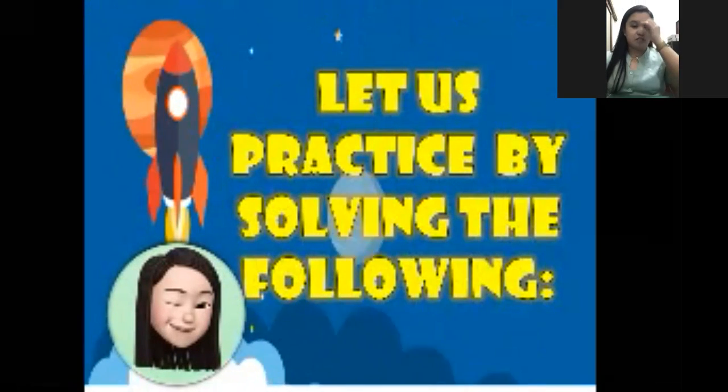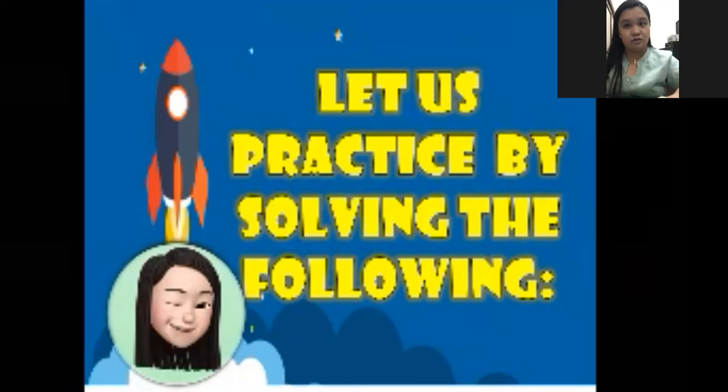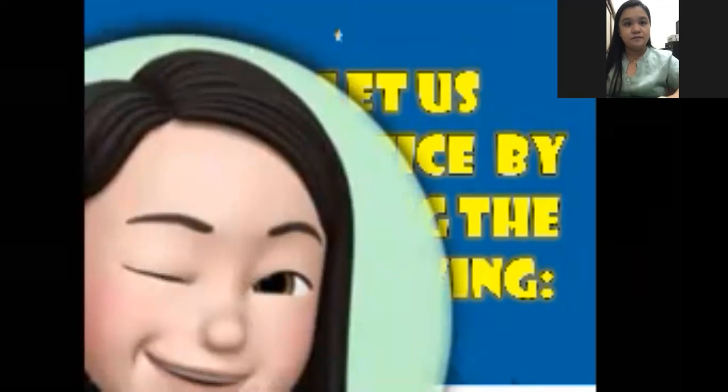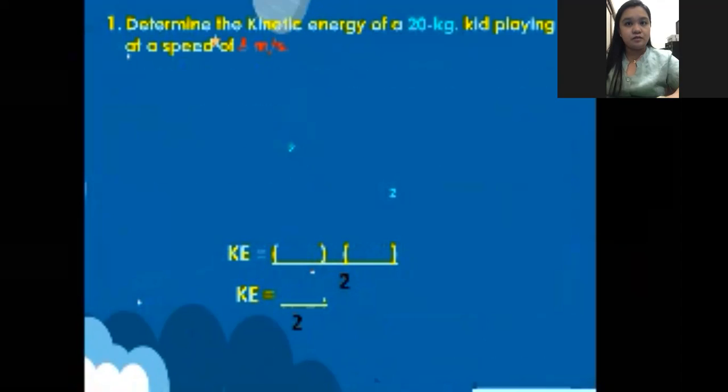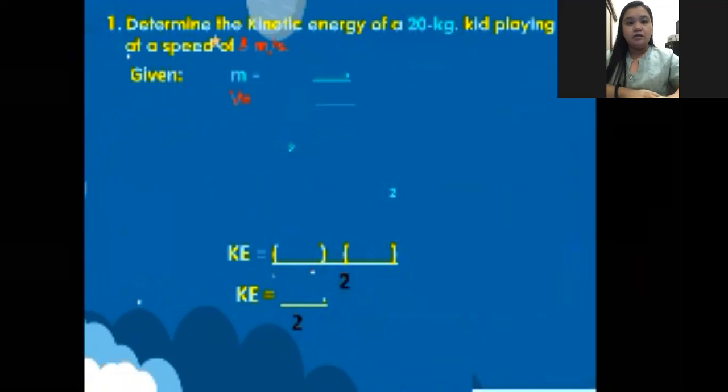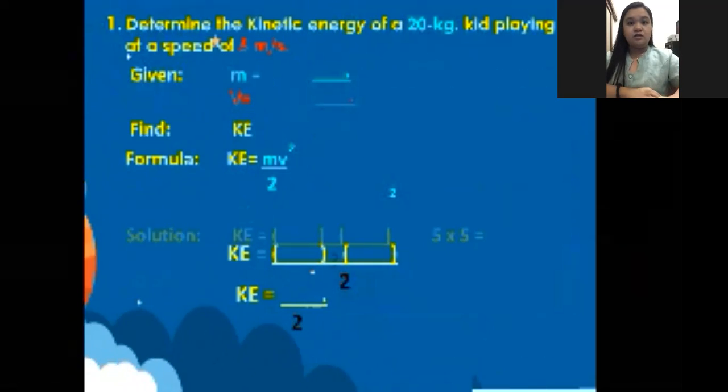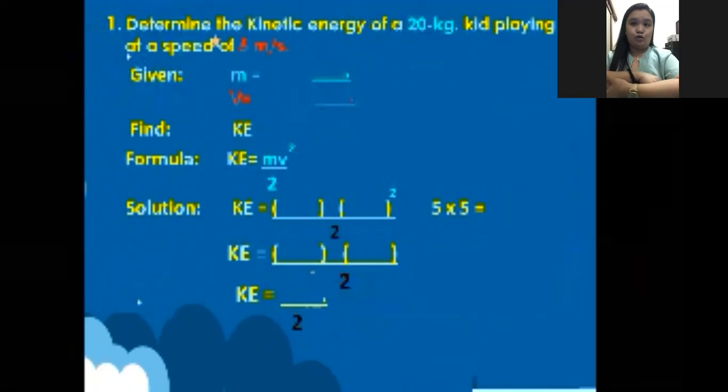Again, let's practice by solving the following. Kindly solve this one. Determine the kinetic energy of a 20 kilogram kid playing at a speed of 5 meters per second. What is the m here? What is the v? Then we'll get and solve the following.